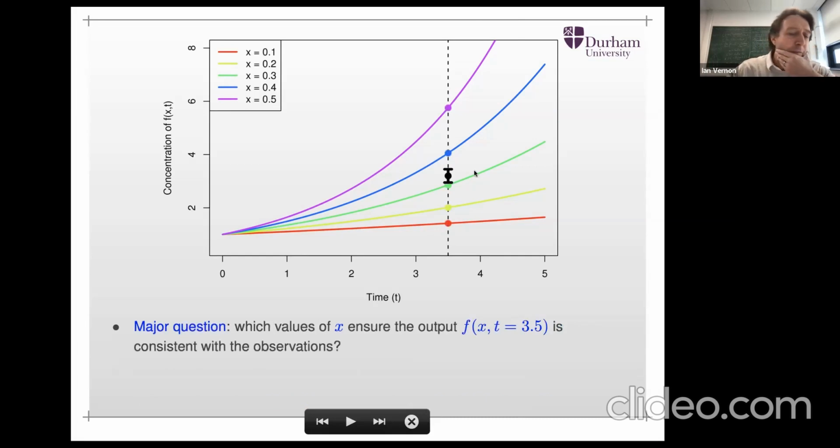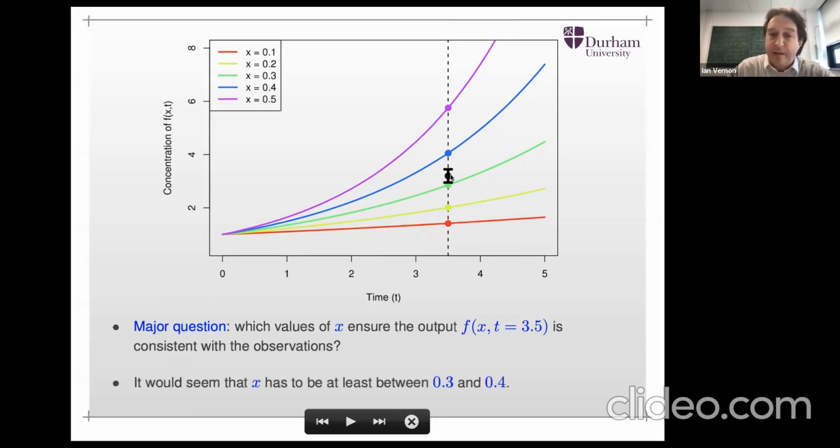So really, the main question here, and this is the inverse question or the inference question, if you're familiar with these things, is which values of x ensure the output f(x, t = 3.5) is consistent with the observation? Now, just by eye, we can see that x has to be between 0.3 and 0.4. I can see that just because the observation is between the green and blue lines. Look up here: x is 0.3, x is 0.4, so it's somewhere in between those two.